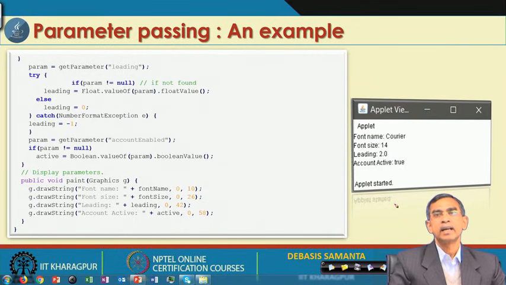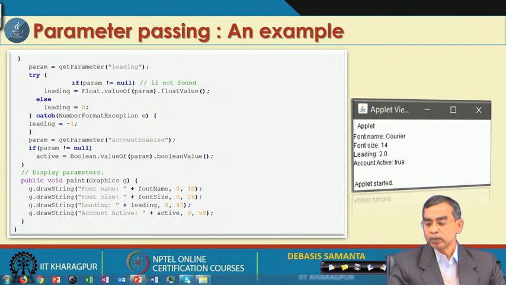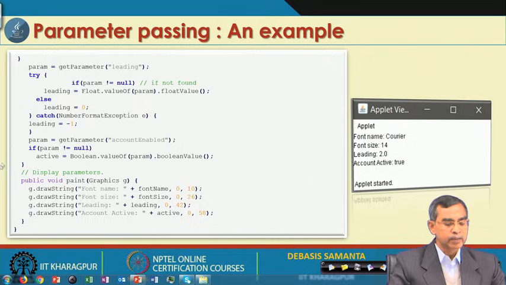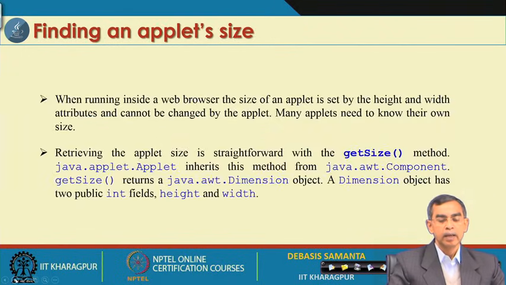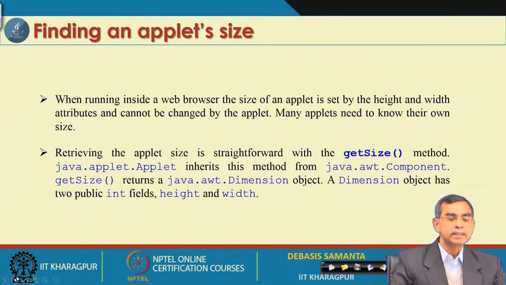Usually the HTML page designer has this provision to pass the different values, or there are many other ways also. One good example that we can have is this applet, it is just a Windows program, and this is the HTML page for this applet, it will look like this. Now, finding an applet size.